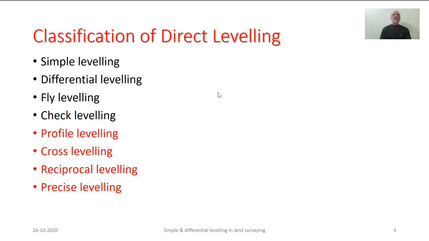There are many classes as far as direct leveling is concerned: simple leveling, differential leveling, fly leveling, check leveling, profile leveling, cross leveling, reciprocal leveling, and precise leveling. In this presentation, we'll be discussing four categories, and in our subsequent presentations, we'll get more acquainted with the remaining classes.